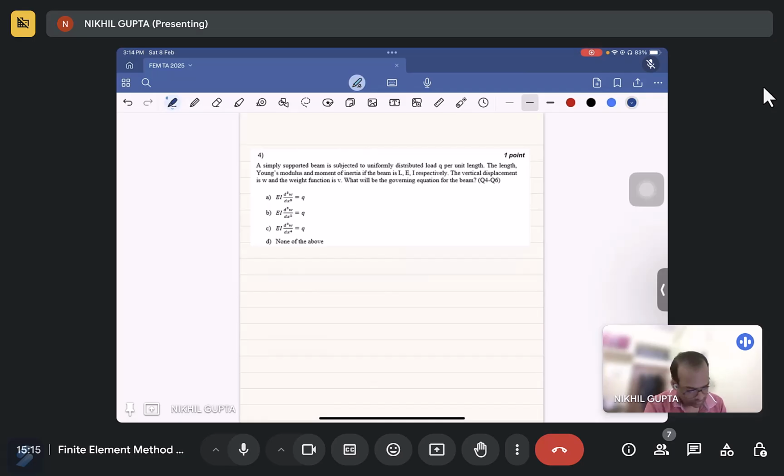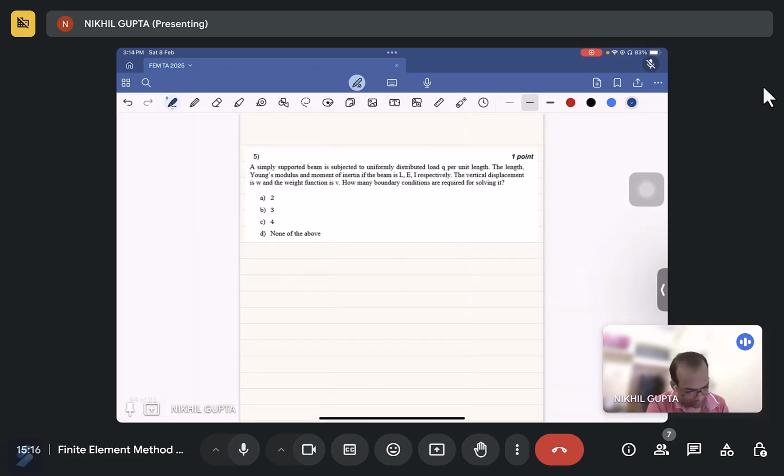The next question says a beam is subjected to a load. The E and I are given, and the vertical displacement is given. This is the equation of the beam, so we all know this is the Euler-Bernoulli equation. We know that the option is C.